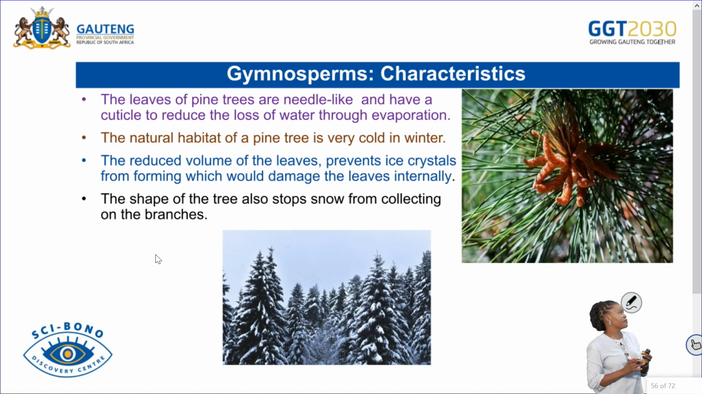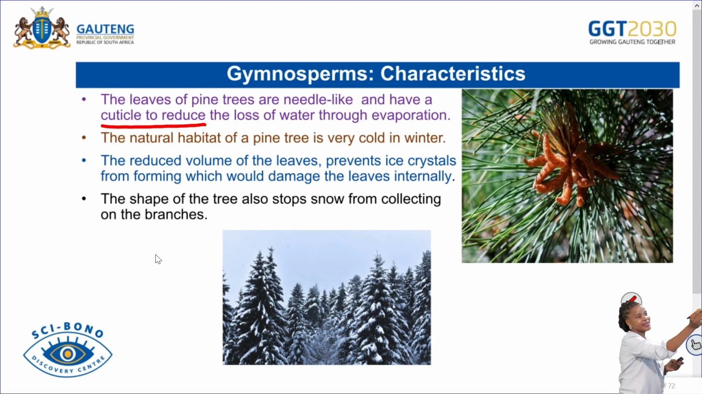So the leaves of the pine trees are needle-like and have a cuticle to reduce the loss of water through evaporation. In other words, these needle-like leaves also have a cuticle, and we know by now that the function of the cuticle is to prevent loss of water. In other words, all these leaves are having cuticles. So the leaves of the pine trees are needle-like.